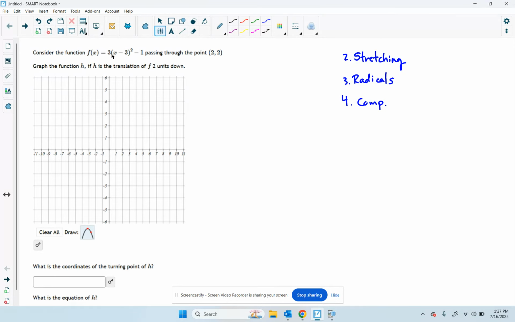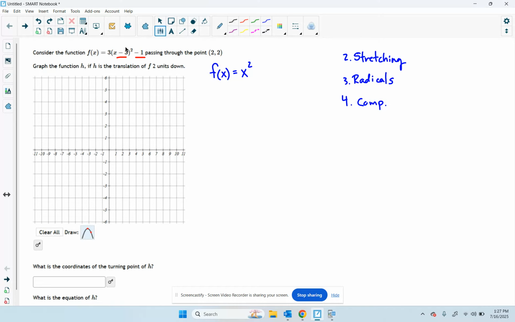This says consider the function f of x equals 3 times the quantity x minus 3 squared minus 1 passing through the point 2, 2. So forget about that for right now. If I first start just by looking at, I mean, you could just go ahead and graph this in the calculator, but if I start with the original parent function of x squared, I can kind of figure out what this is going to look like by first finding the vertex. So to find the vertex, I'm going to look at the numbers being added or subtracted inside the function or inside the parentheses and outside the function.